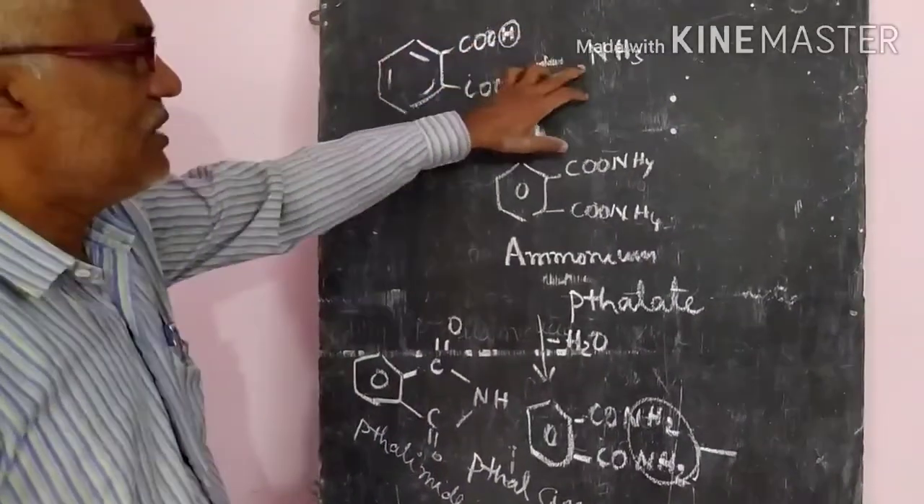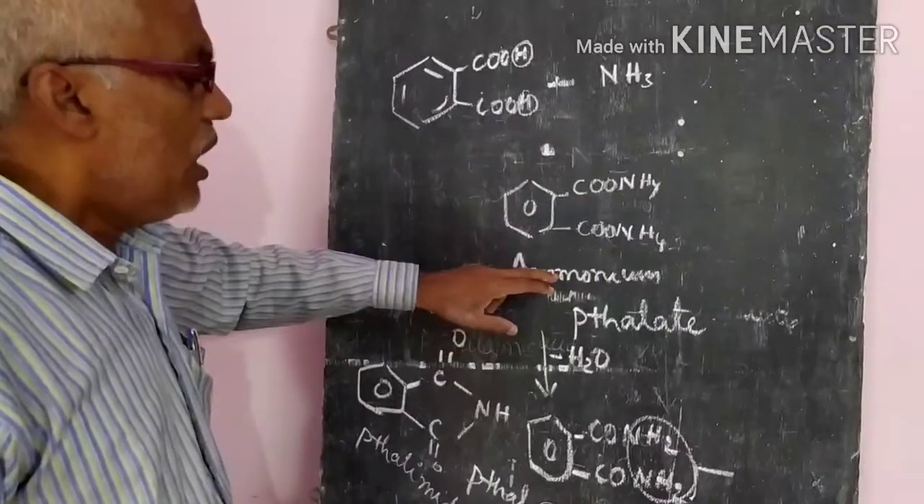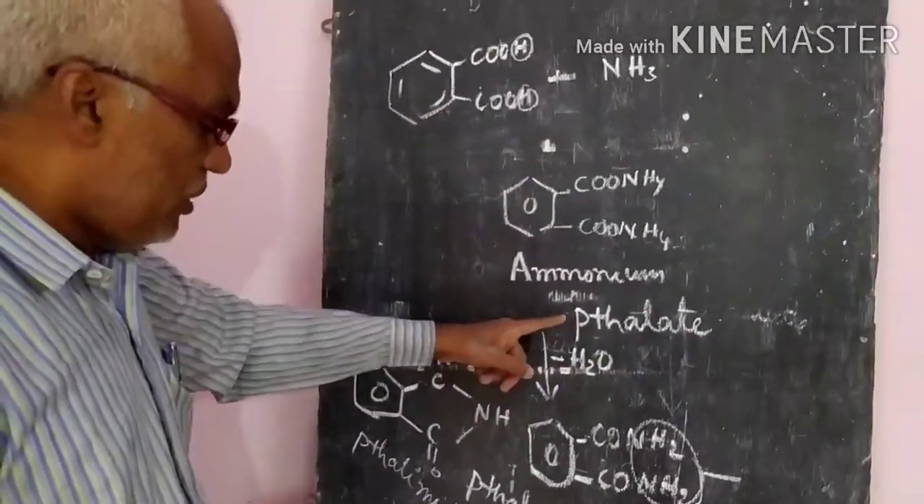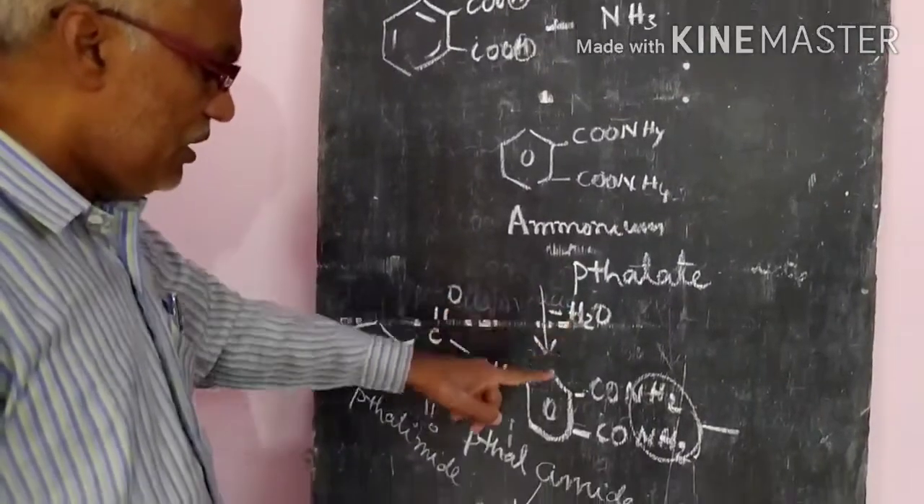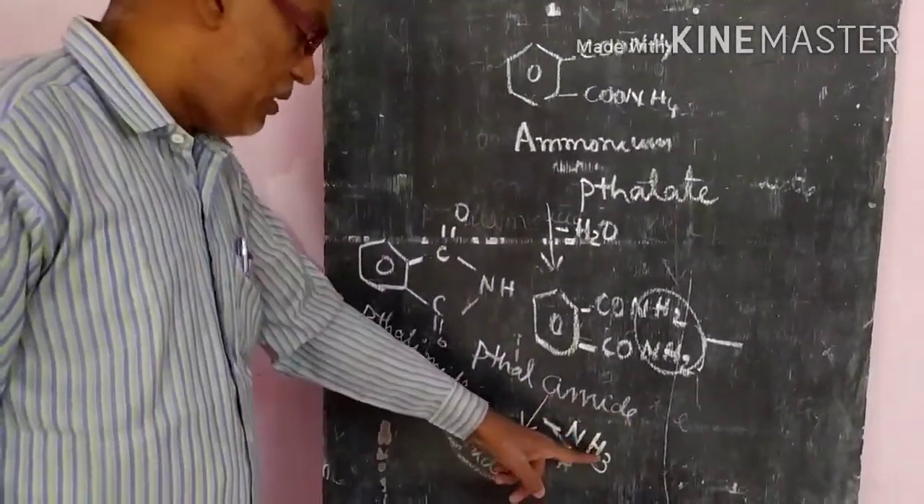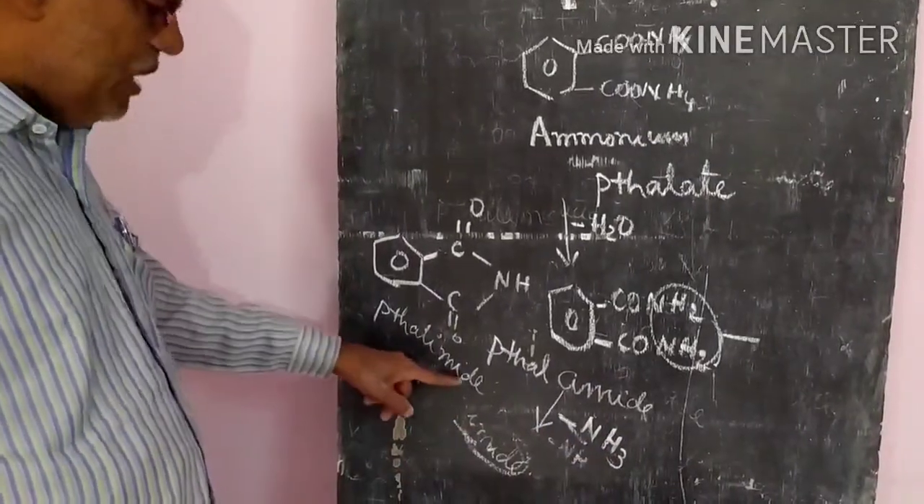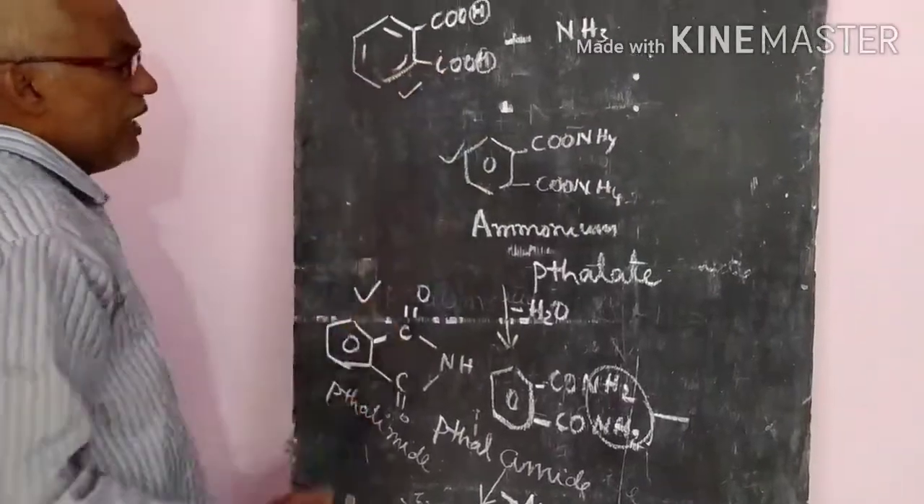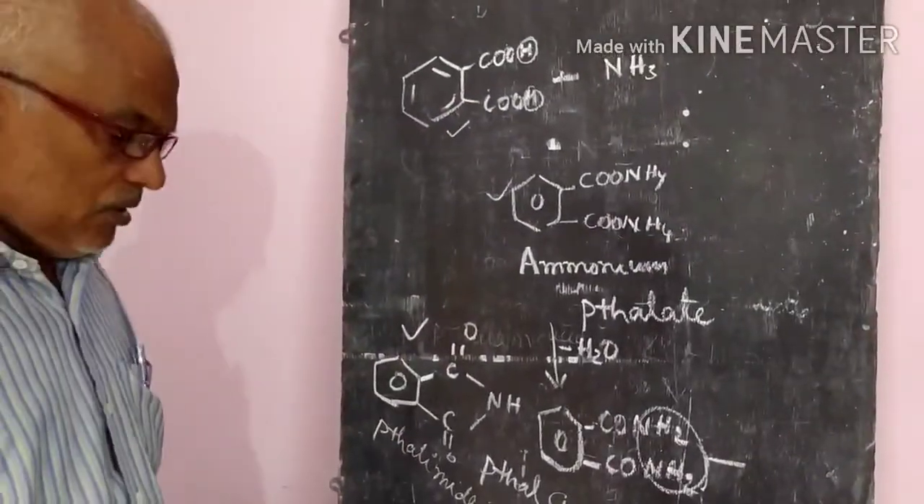Dicarboxylic acids on reaction with ammonia form the ammonium salt. For example, if you take phthalic acid, you get ammonium phthalate. Further removal of water gives the phthalamide. Further removal of an ammonia molecule gives the phthalimide molecule. So this reaction is the most important one, for dicarboxylic acids.